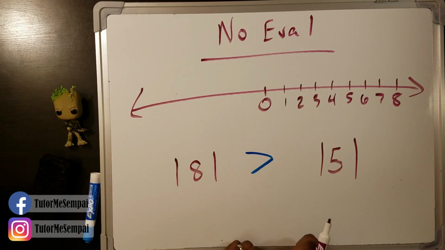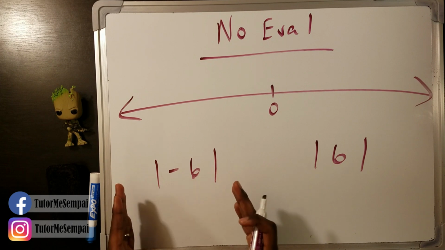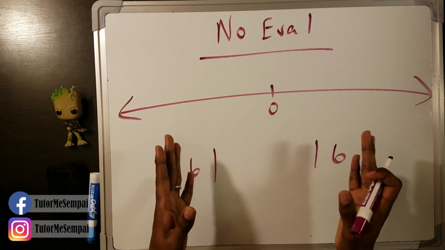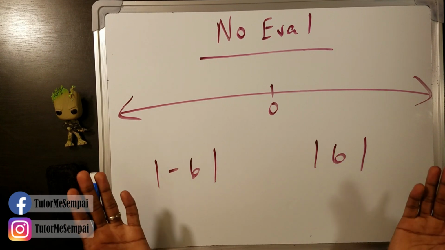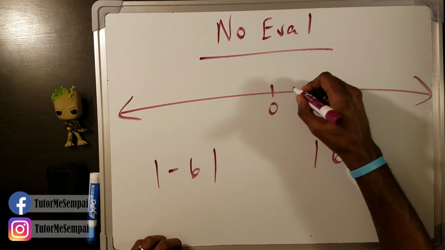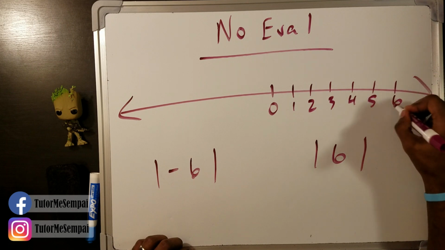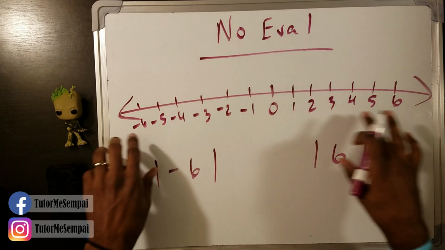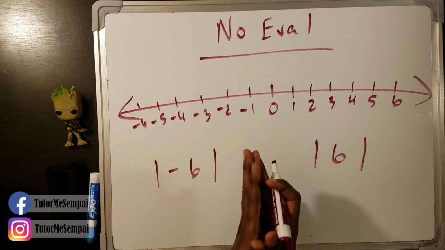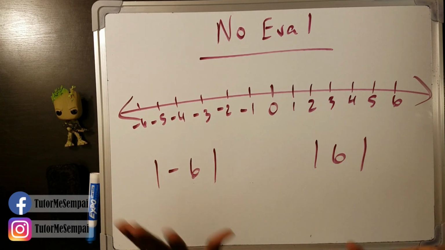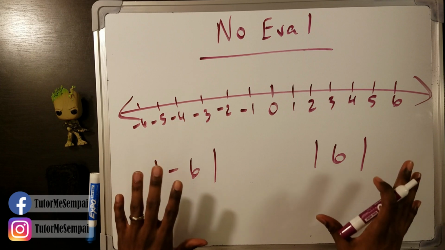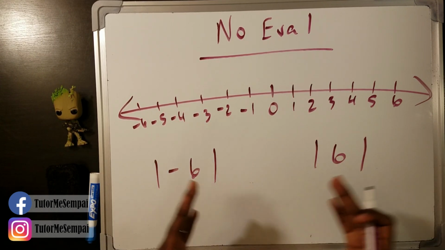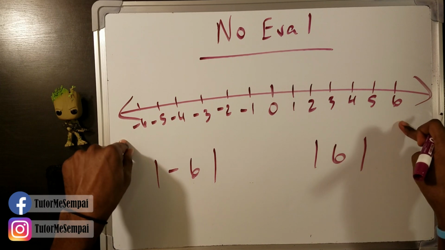Let's do one more example. Here we have the absolute value of -6, and here we have the absolute value of 6. Let's put them both on our number line and see which one's further away from 0. So let's start here. Now, I know I drew them a little bit different because I didn't draw them consistently, but don't worry about that. Just figure out which one is actually further away from 0, not because of my drawing, but because of its actual numbers. Which one's further?